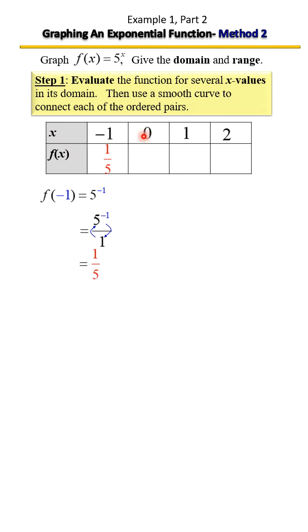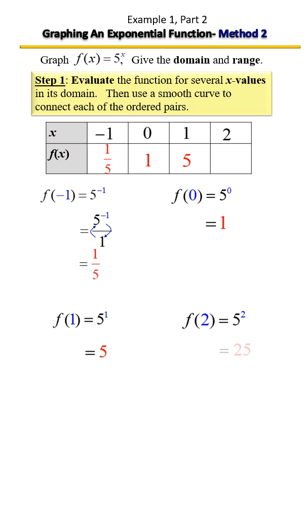Now let's plug in a 0 for x. Remove the x, replace it with a 0. You should know that any number to the 0 power equals 1. So 1 is our output. Next, we're going to plug in a 1 in x's place, and we get an output of 5. Lastly, we're going to plug in a 2. Once we plug in a 2, we have 5 squared, which is 25.